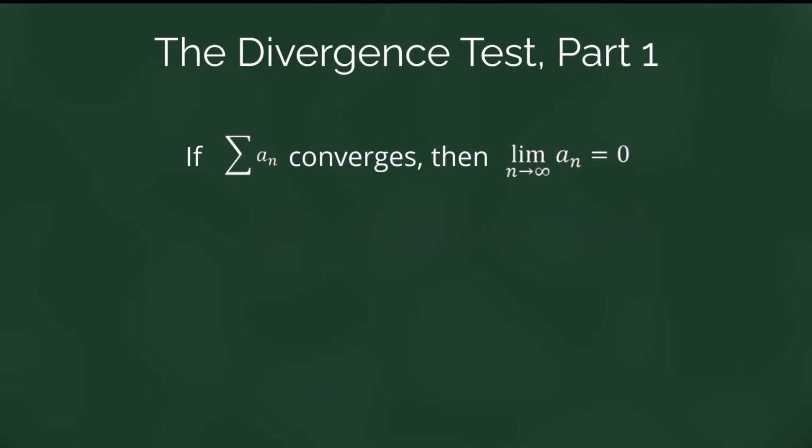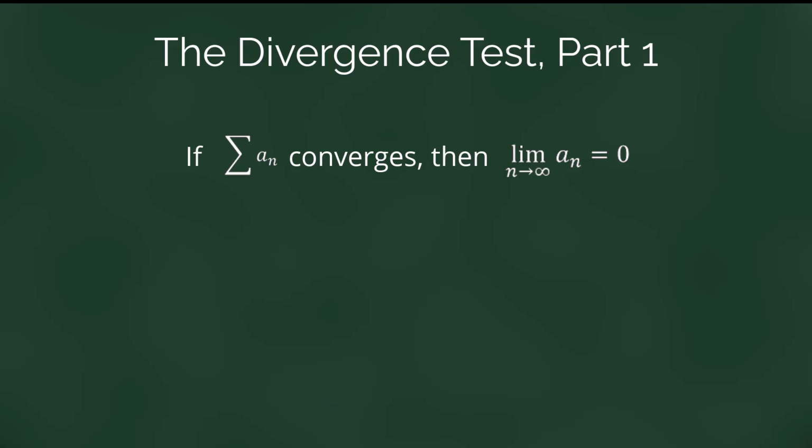The first part of the divergence test tells us that if we have a convergent series, then the limit as n goes to infinity of the corresponding sequence must be 0. Let's take a minute to look at why this might be the case.